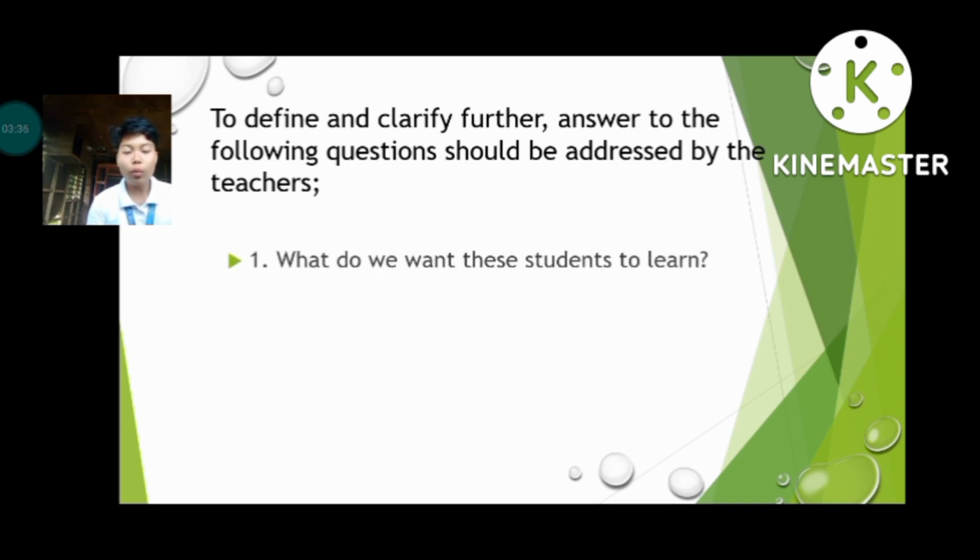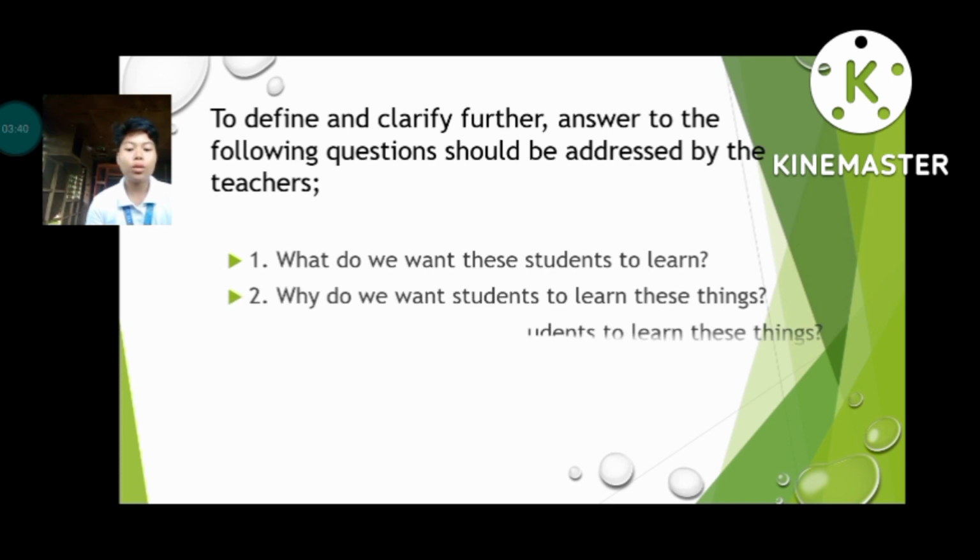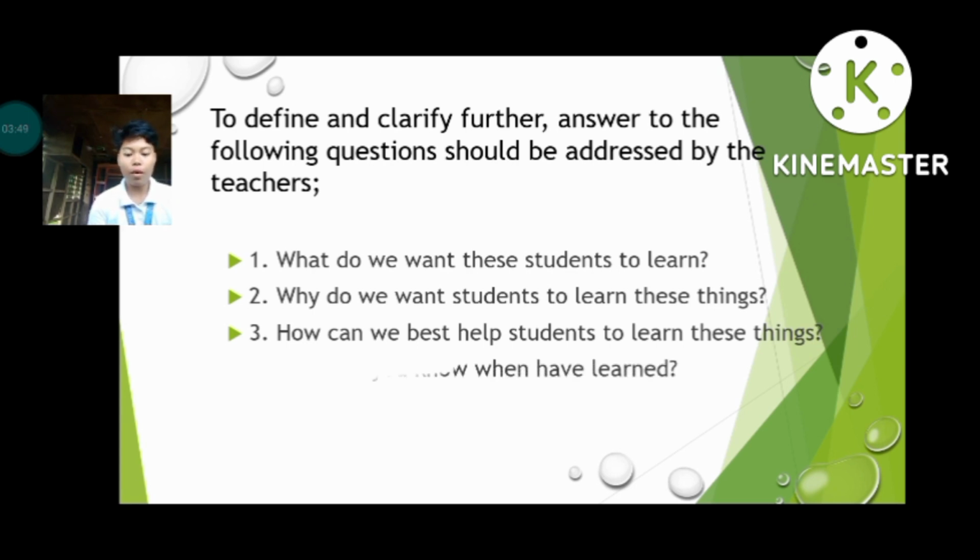Number one, what do we want students to learn? Number two, why do we want students to learn these things? Number three, how can we best help students to learn these things? Number four, how will you know when you have learned? What, why, how? These questions should be addressed by the teachers.